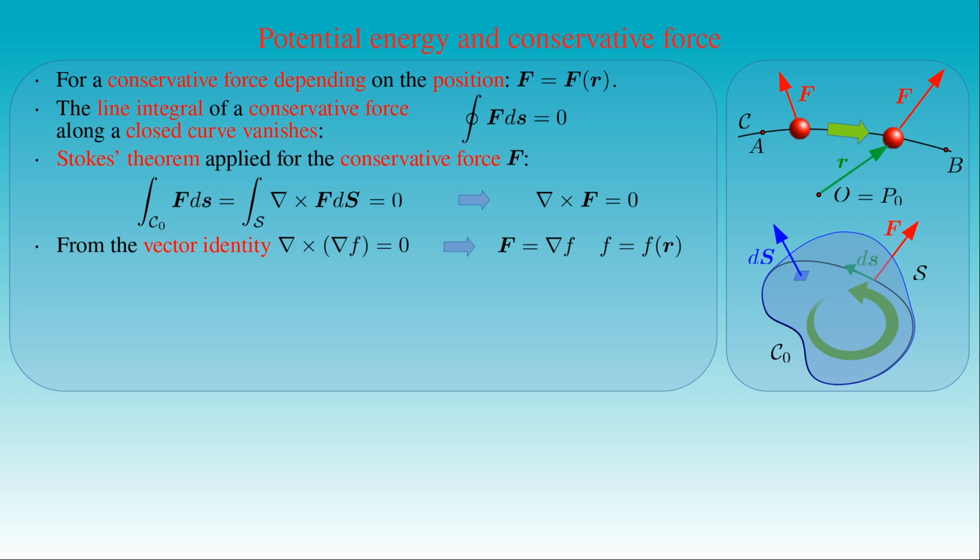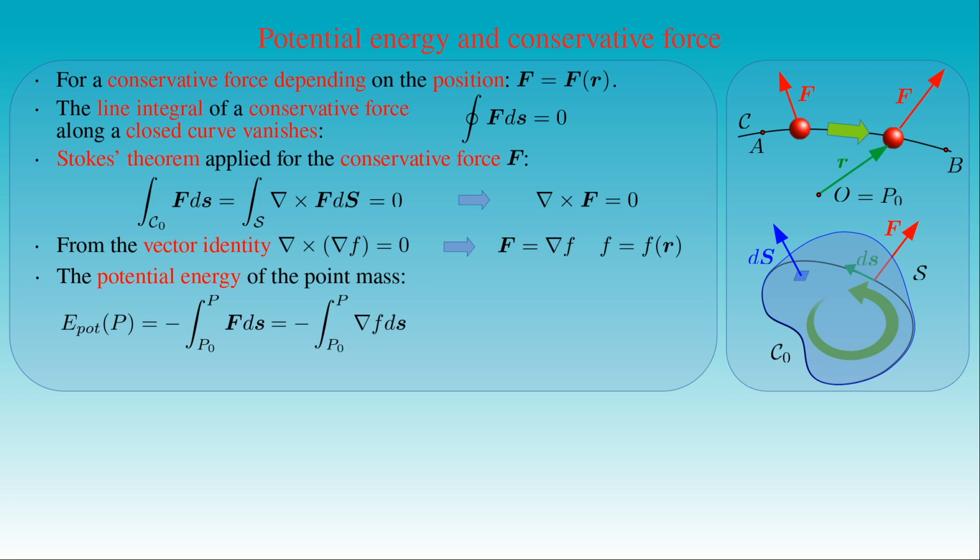We define the potential energy of a point-like body accelerated by the force F at the point P by minus the line integral of the force F with respect to the arc length s along an arbitrary curve between the zero point P0 and the point P. Since the force F is conservative, we can write it as the gradient of the function f. Now we can apply the fundamental theorem of calculus, which gives minus the difference between the function f evaluated at the points P and P0.